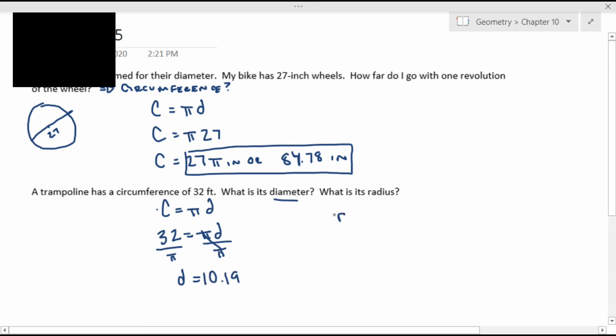The radius, remember, 2 times the radius is the diameter. So if I know that the diameter is 10.19, I just have to divide it by 2. Divide by 2. And the radius is going to be equal to about 5.10 feet. Those are my two answers.